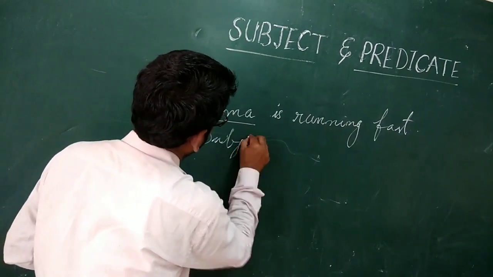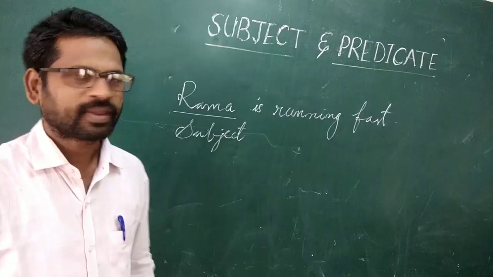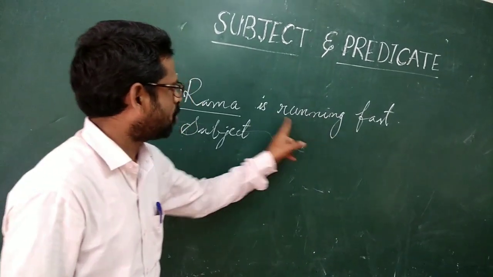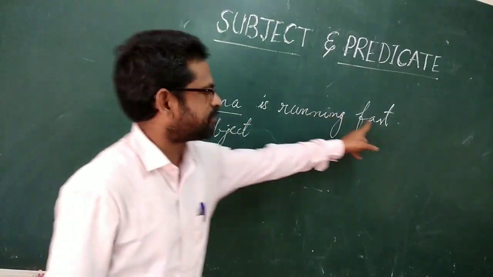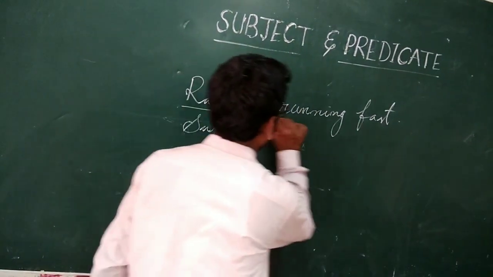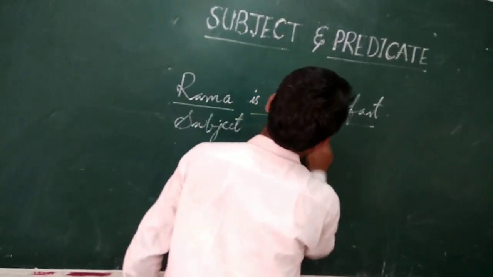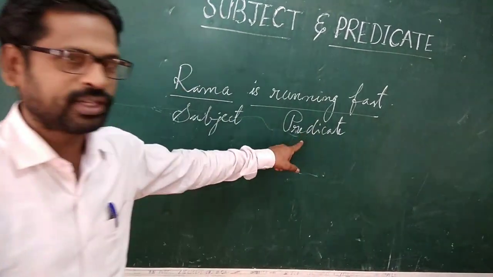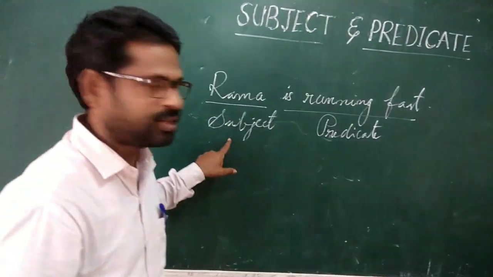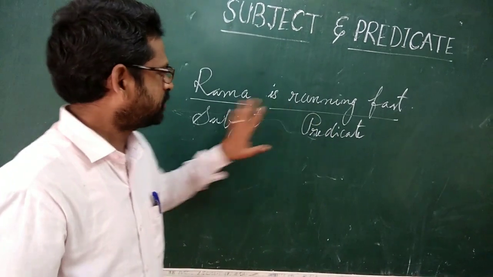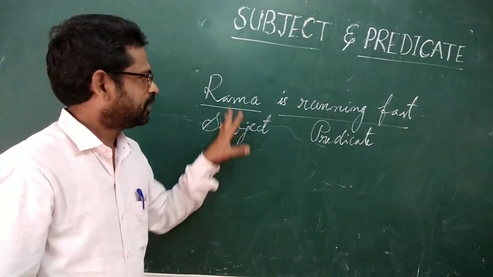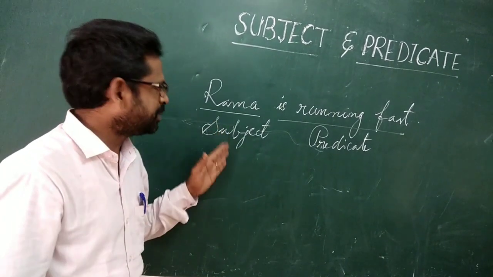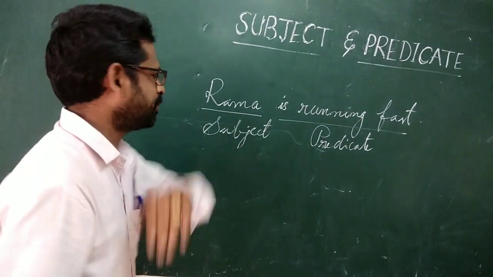Rama is called the subject. And the remaining part, the part which speaks about Rama, is running fast. This part is called the predicate. What do we call this one? The predicate. This is a subject and this is a predicate. So, the definition of the subject, as we have learned, is the doer of the action. I'll give you another example, and let me see whether we will be able to identify the subject from that sentence.